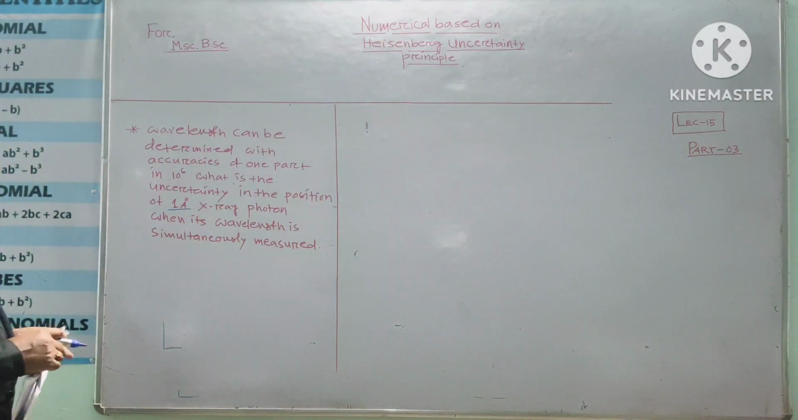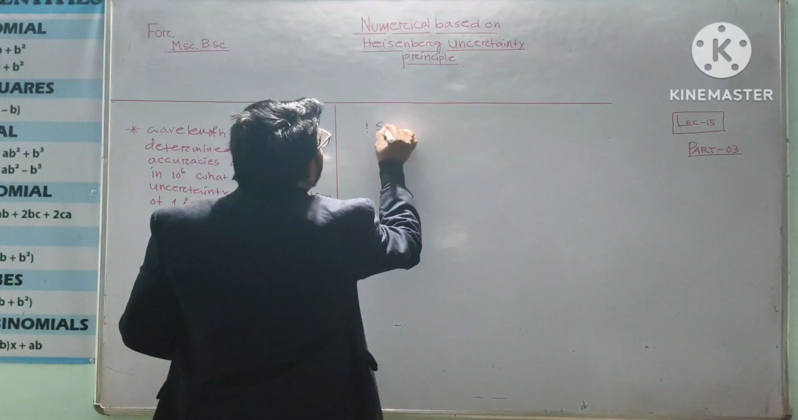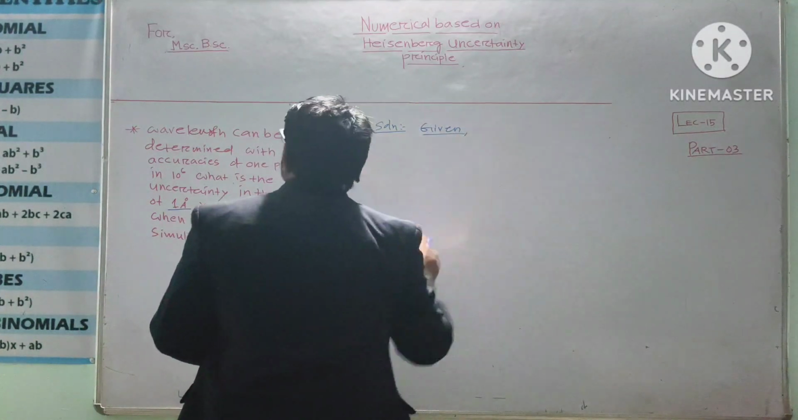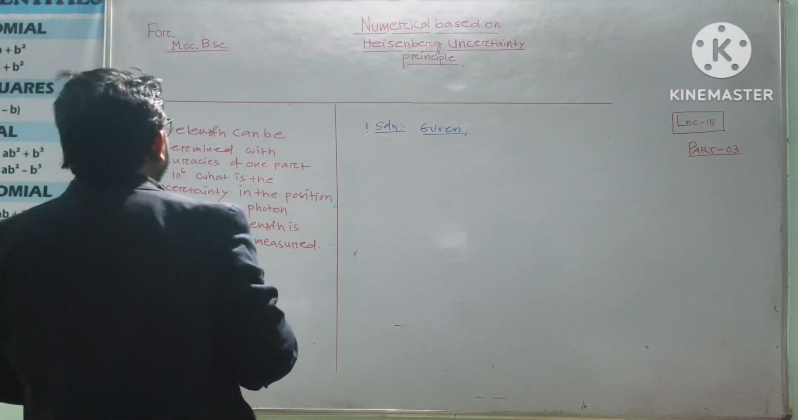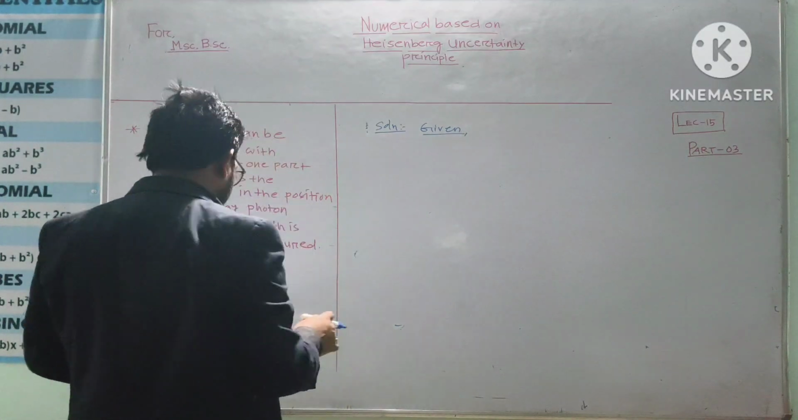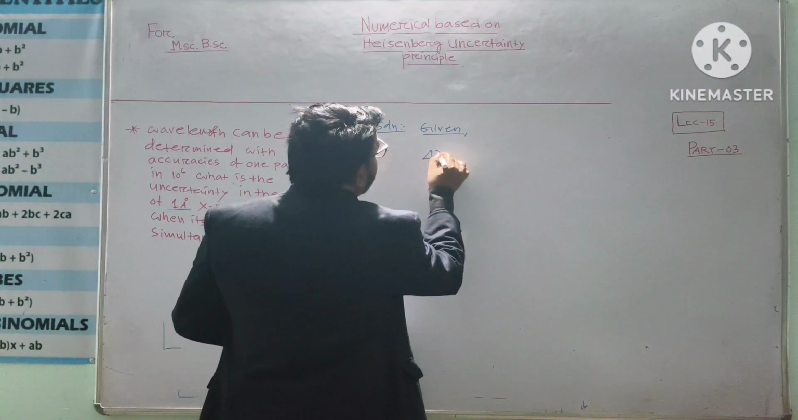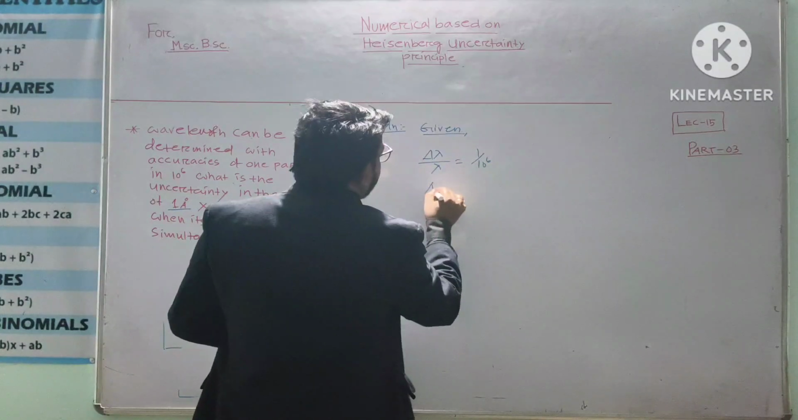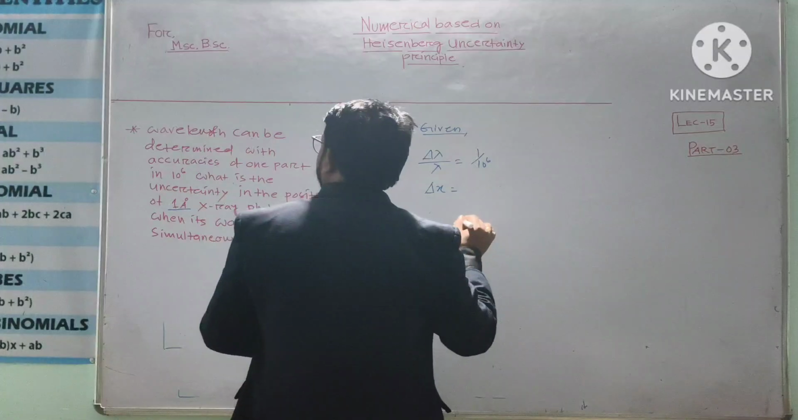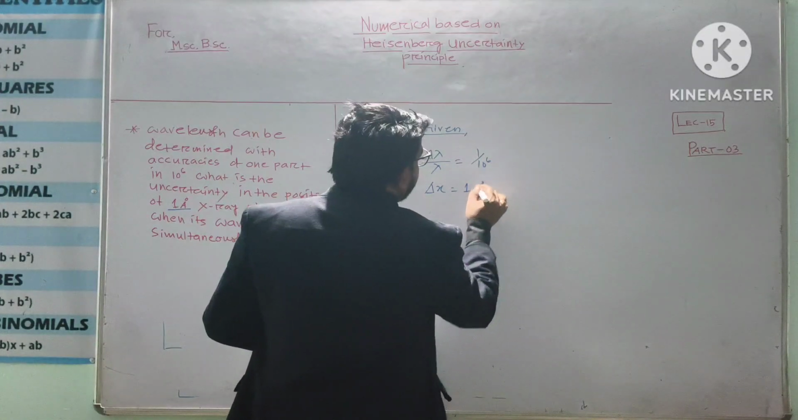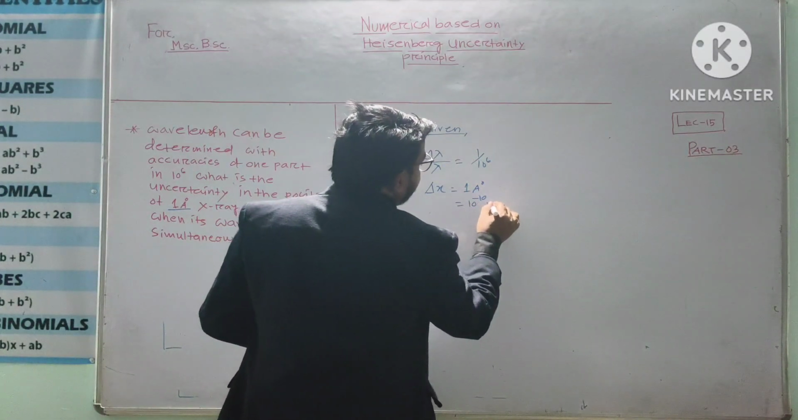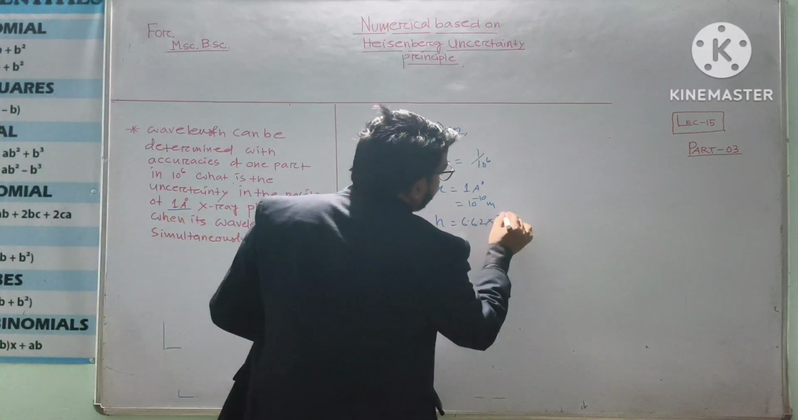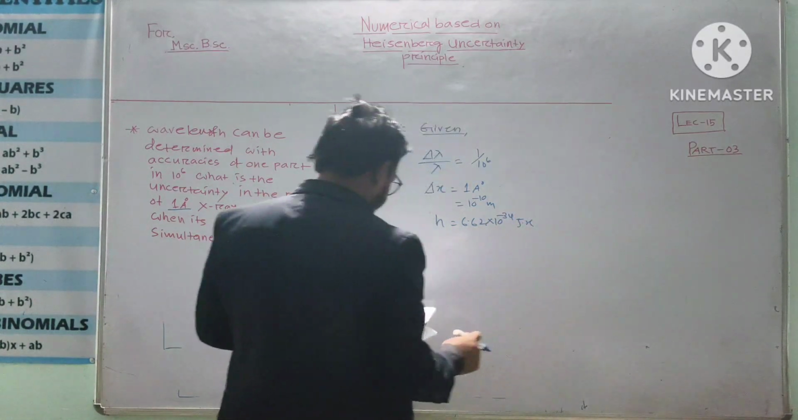Okay, and the solution. Given: wavelength can be determined with accuracies of 1 part in 10^6. So we can write Δλ/λ = 1/10^6. Okay, and Δx = 1 angstrom, which is equal to 10^-10 meter, and Planck constant is also 6.62 × 10^-34 joule second.